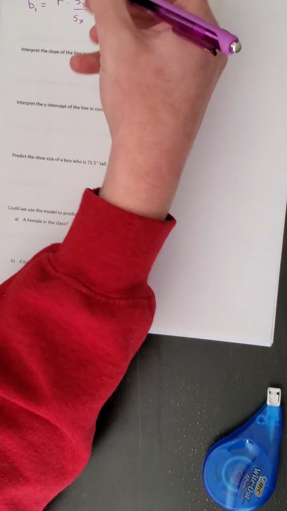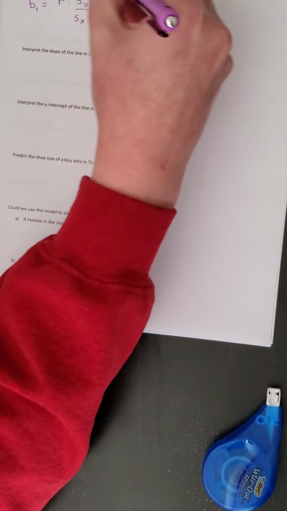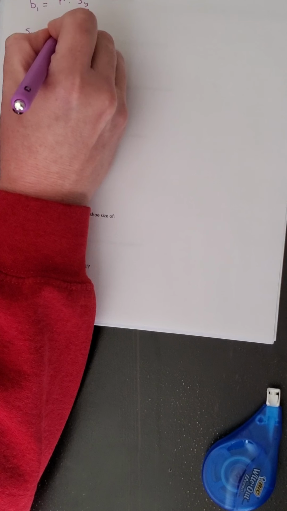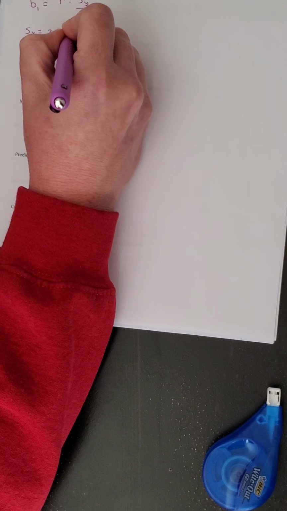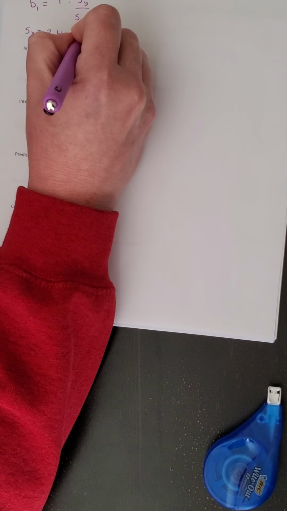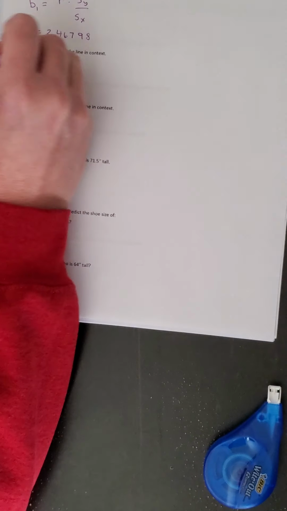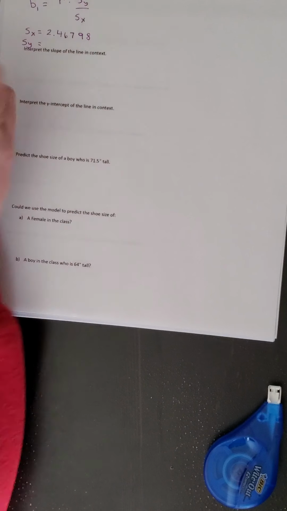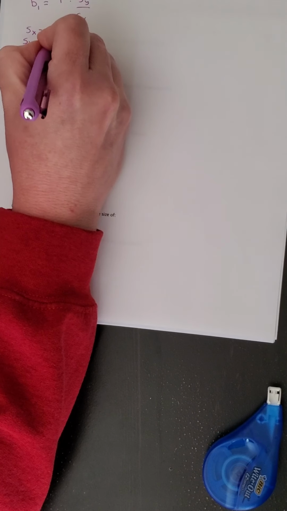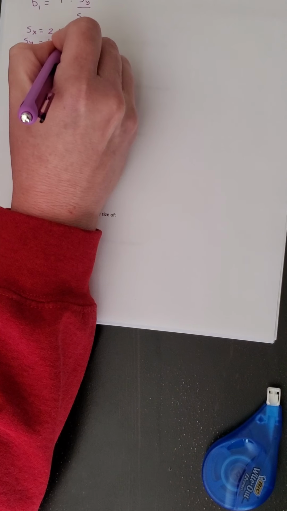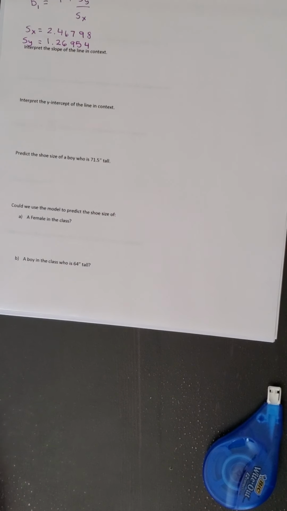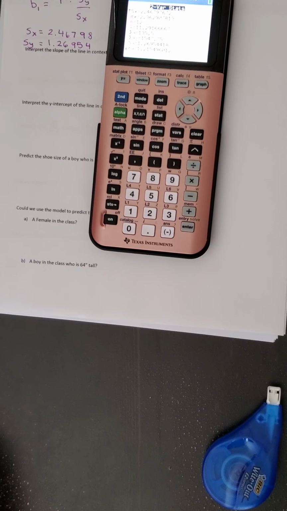I'm going to write down my S sub X, which was 2.46798. I'm going many decimal places. And then S sub Y was 1.26954. All right, so that's our S sub Y and S sub X.